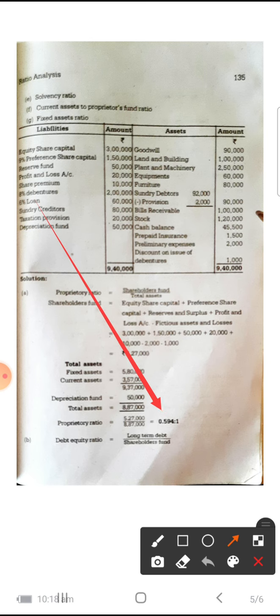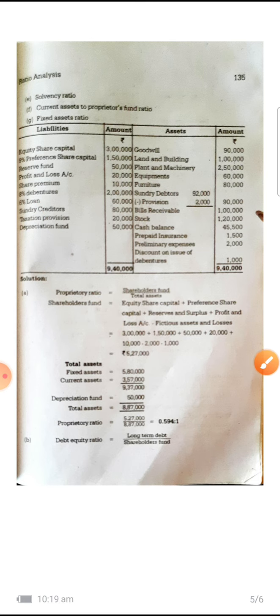Okay, for total assets, fictitious assets are not deducted, but depreciation you have to deduct, you will get the total assets. So proprietor ratio is 5,27,000 divided by 9,37,000, 0.594:1. Debt equity ratio. The formula is long term debt divided by shareholders fund.